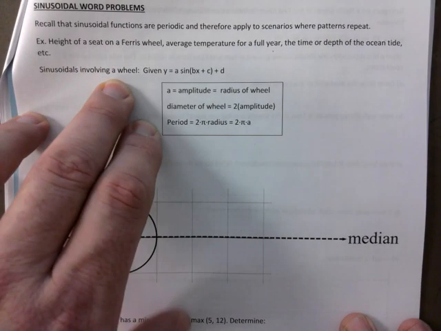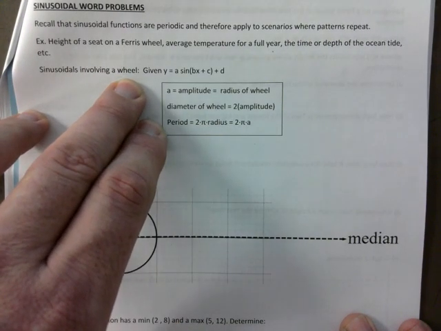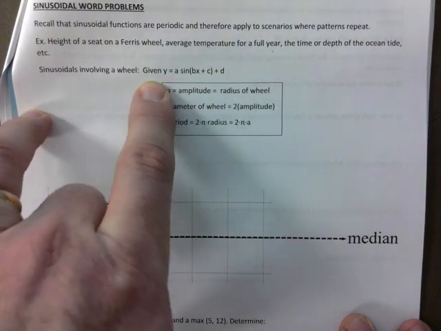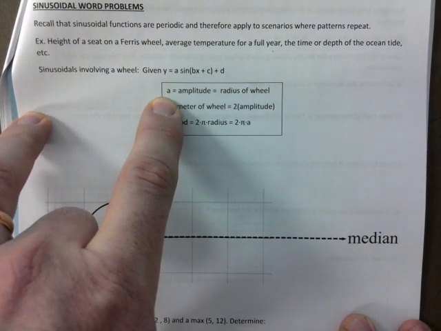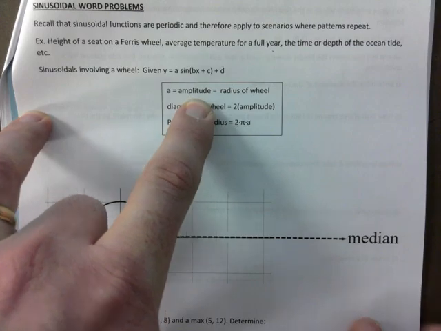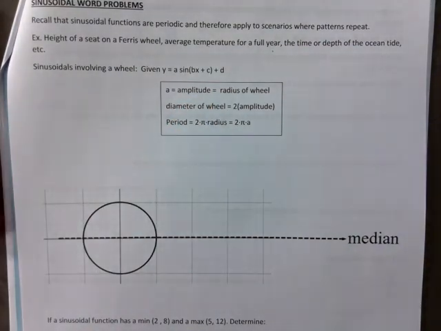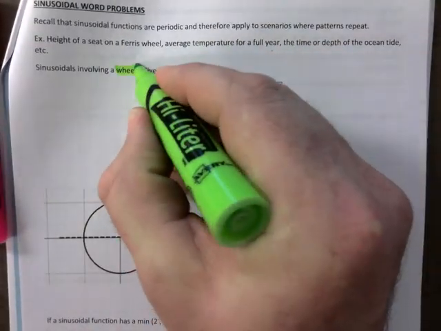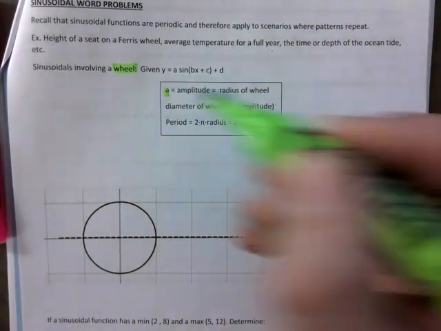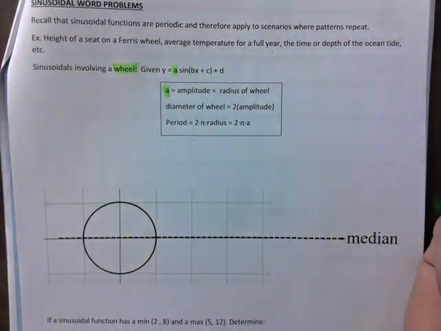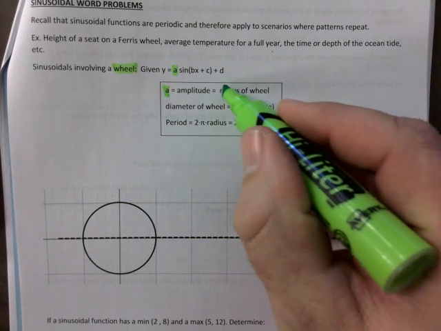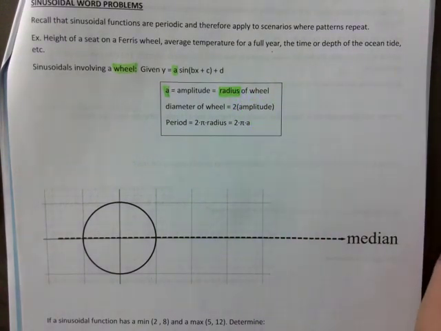All right, sinusoidals involving a wheel, that's important for you to know. So obviously it will look like this. A would be the amplitude, but in particular the radius. When it's a wheel, A in that particular scenario, right, A is the amplitude, would actually be the radius of the wheel. Okay?